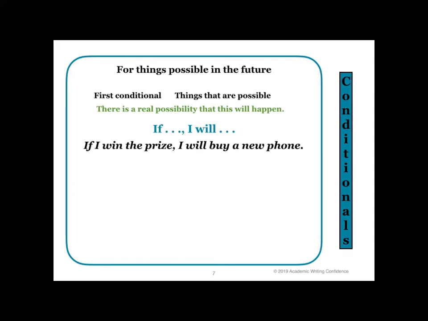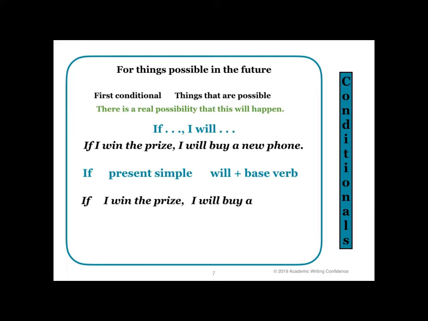Let's look again at this pattern. The way to formulate this type of sentence is in this way: if, followed by the present simple, followed by will, plus the base verb. So in our example, we would start with if and follow with the present simple. The simple sentence, I win the prize. And then we'll follow with the will plus the base verb, I will buy a new phone. Our second example would look like this: if it rains, I will stay at home.